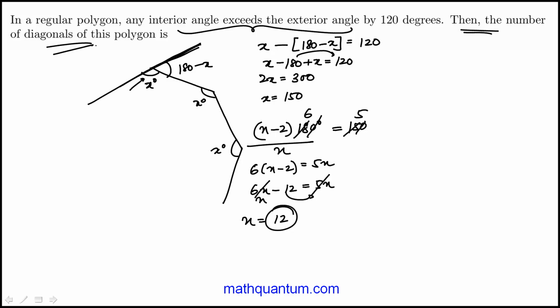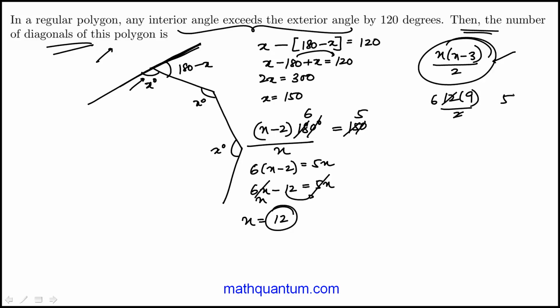Now I already know this result, the number of diagonals in an n-sided polygon. It's this, but make sure you understand where it comes from. And of course, if you already know this result, you can just apply that and you'll get the answer 54. But let's say you don't.